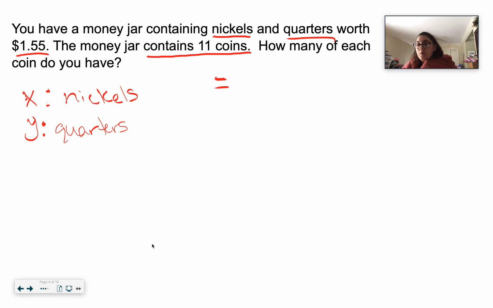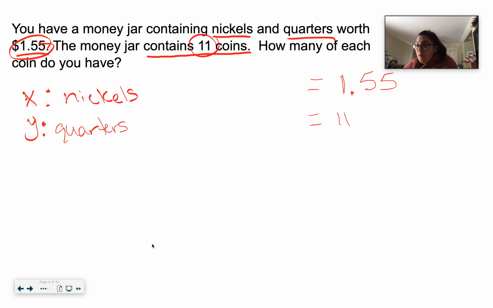Okay, so now we have to think about what these equations are going to equal, okay? So one of my equations is going to equal a total of $1.55, okay? The other equation is going to equal, what do you think? Think about how many coins are in the jar. How many? 11. So my other equation is going to equal 11. So we have our two equations. I'm going to say equals, equals. So I'm going to say 11 because one equals 11 and one equals $1.55.